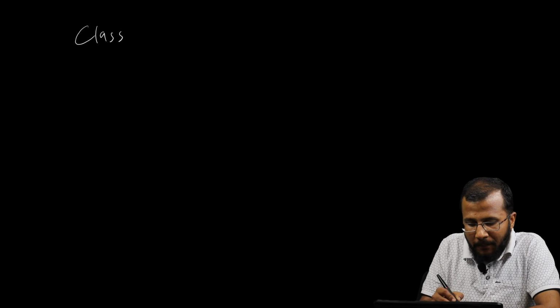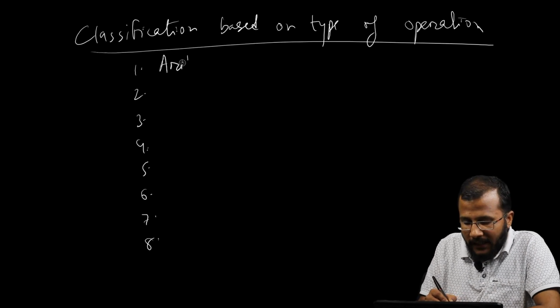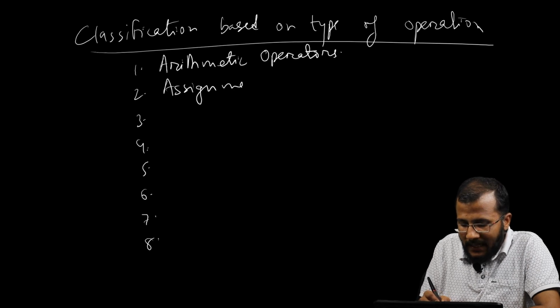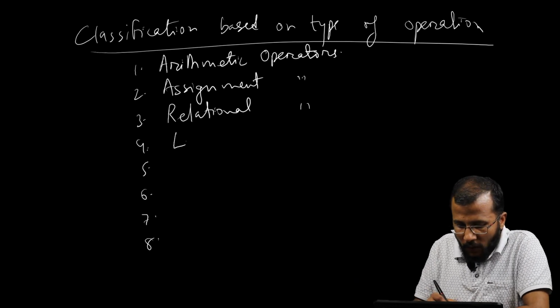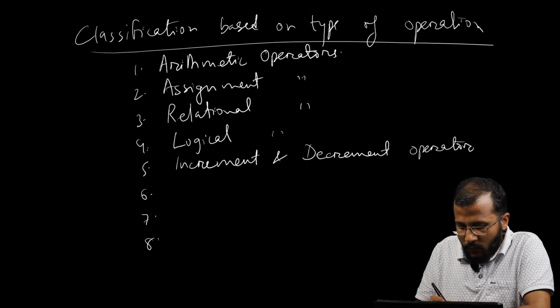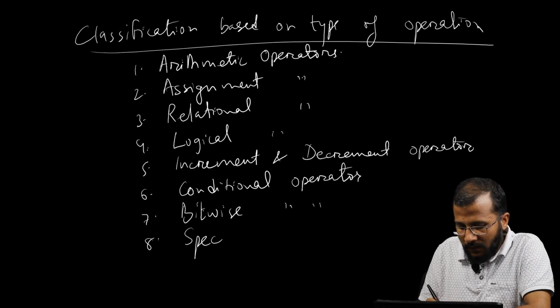Classification based on type of operation. The first one is the arithmetic operator, which performs the arithmetic operations. The second one is the assignment operator, which helps us assign a value to a variable. The third one is the relational operator. The fourth one is the logical operator. The fifth one is the increment or decrement operator. The next one is the conditional operator. The seventh one is the bitwise operator. And the last one is the special operators.